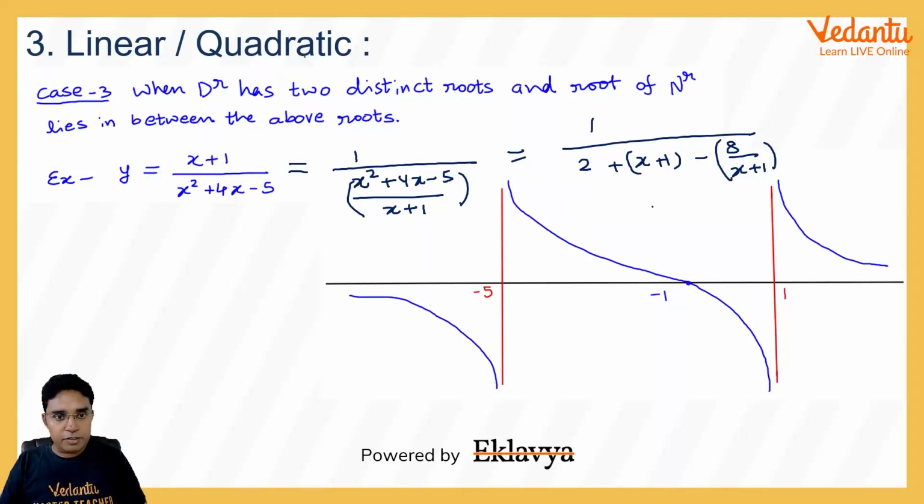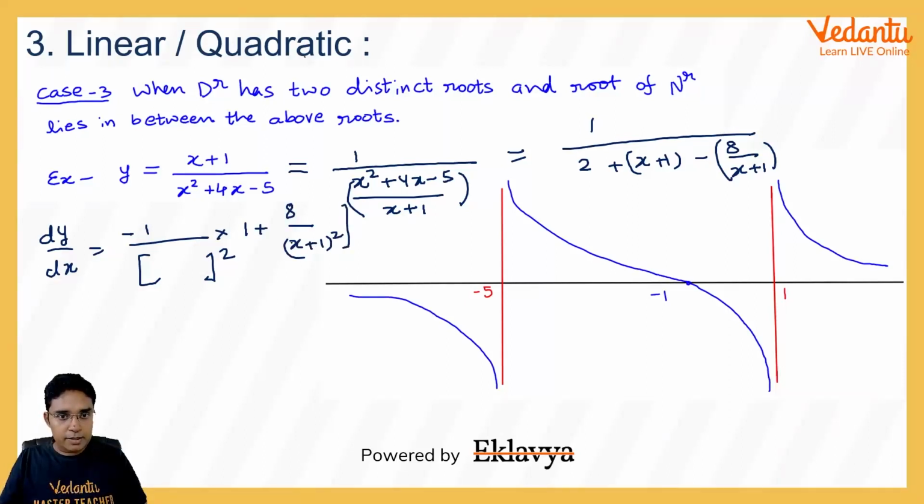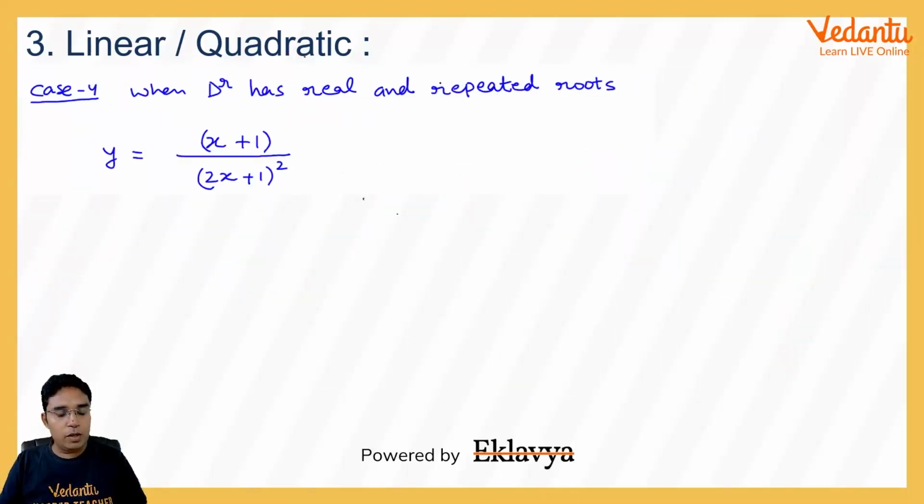In fact, if you do the differentiation dy upon dx here, you will get 1 upon square of this denominator thing with minus sign here into then differentiation of this. So this will be 1 plus 8 upon x plus 1 whole square. So you can check this has become actually negative. So this will be decreasing everywhere. So whenever this is the situation, you will get like this only. Okay, I have taken some example, but you can verify for other scenarios as well. Now case number 4 for this linear upon quadratic, when denominator has real but repeated roots.